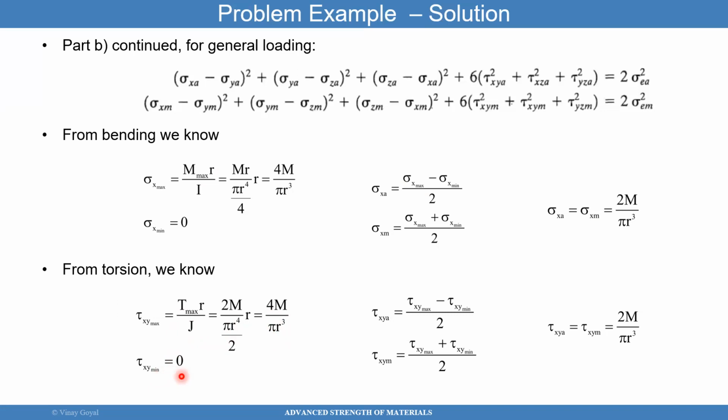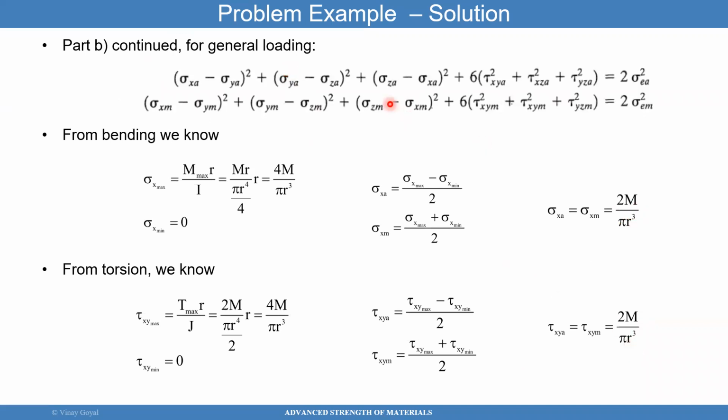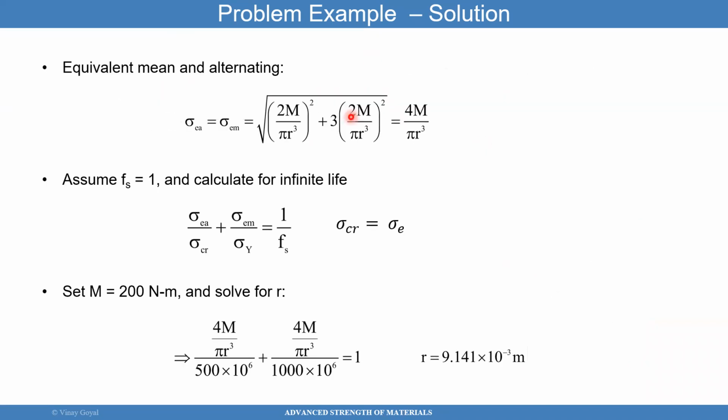So in reality, I cannot calculate the alternating stress and the mean stress using this formula directly, but because the minimum shear is 0, these two are equal to each other, and each is equal to twice M divided by pi r cubed. So both bending and torsion have the same value in this particular problem statement. Now we can calculate the equivalent mean and alternating stress. Remember, we plug this into these equations, and I find that the equivalent alternating and the equivalent mean stress are equal to each other, and it's 4M divided by pi r cubed. I invite you to try that at home.